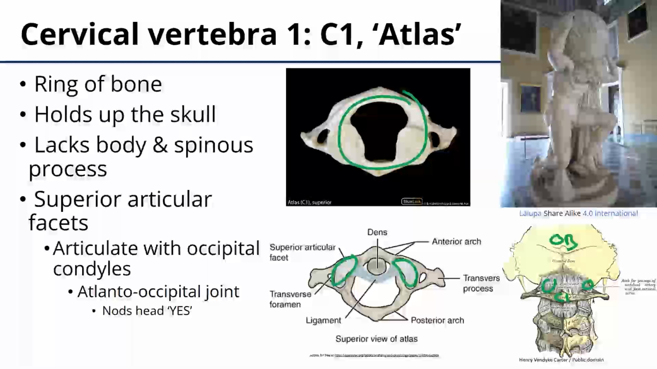So as the occipital bone articulates with C1, it produces a nodding appearance, as if an individual is saying yes. So those are known as the atlanto-occipital joints. So atlanto for atlas, occipital for the occipital bone. The atlas gets its name from Greek mythology. Atlas was the gentleman that was tasked with holding up the earth.